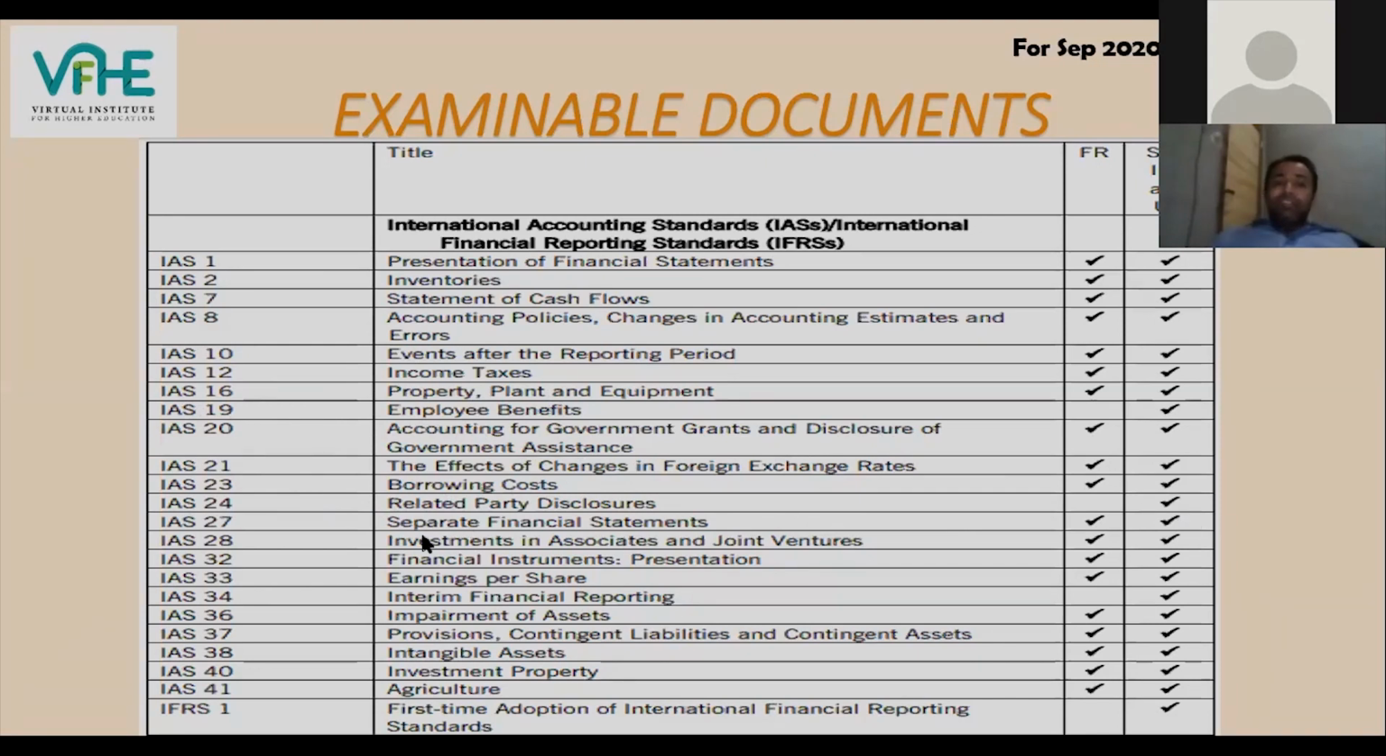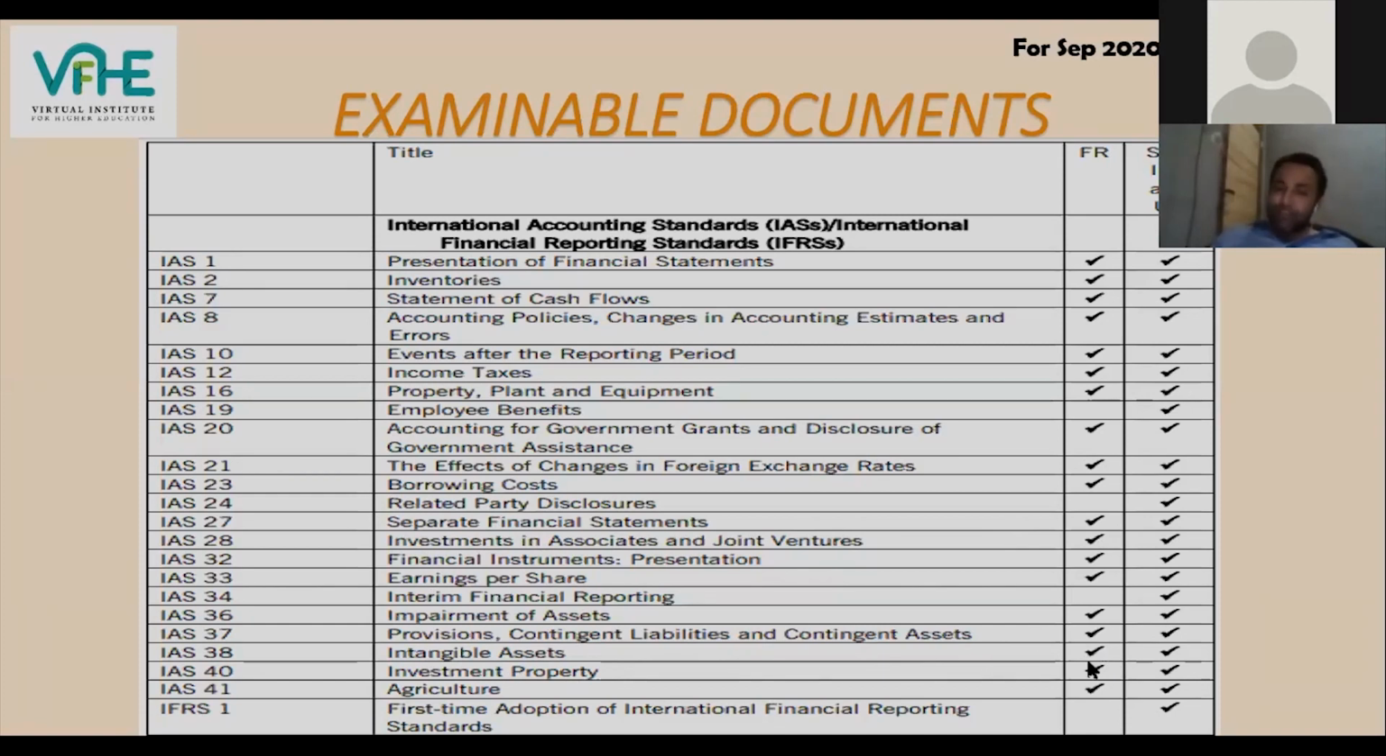Then separate financial statements, it will be tested at this level. It is about the group financial statements. Investments in associates and joint ventures, again about group financial statements, it will be tested here. Financial instruments, I already told you, one of the key areas of the syllabus, IAS 32 will be tested here. EPS tested here. Interim financial reporting will be tested at the next paper. Impairment of assets will be tested here. Provisions, contingent liabilities, and contingent assets will be tested here.